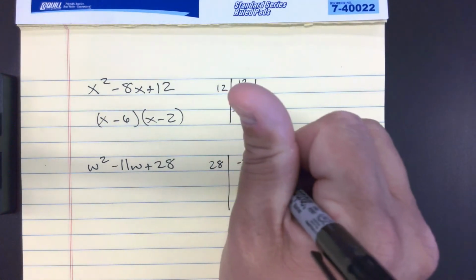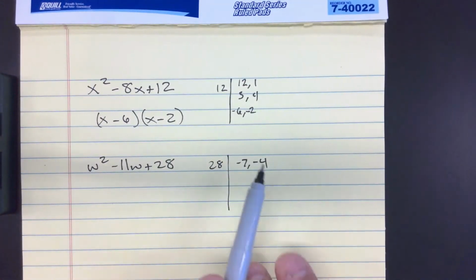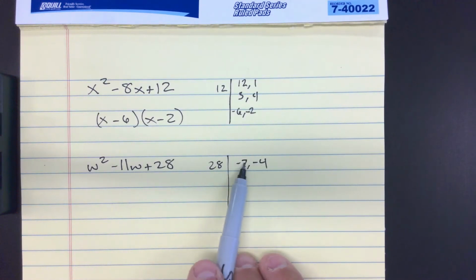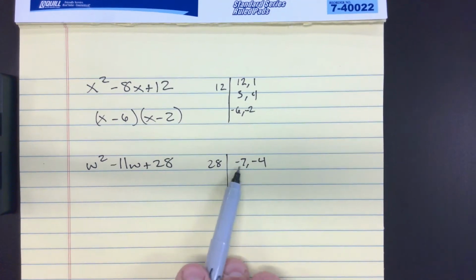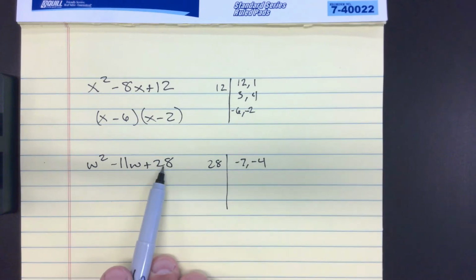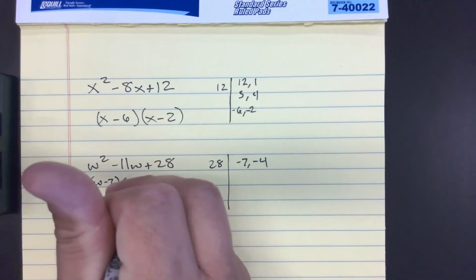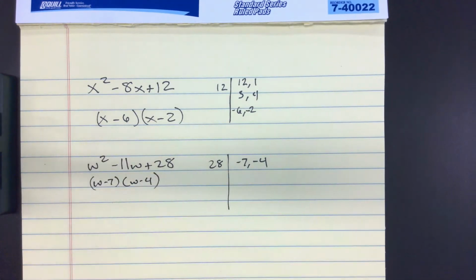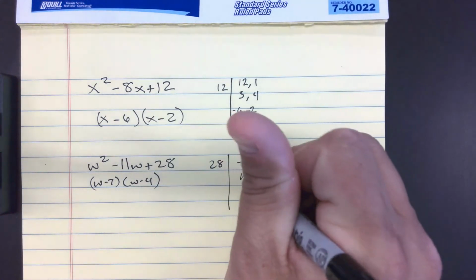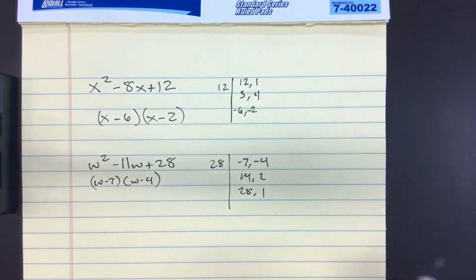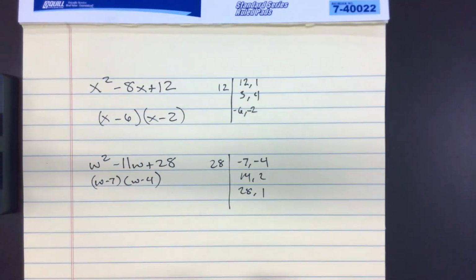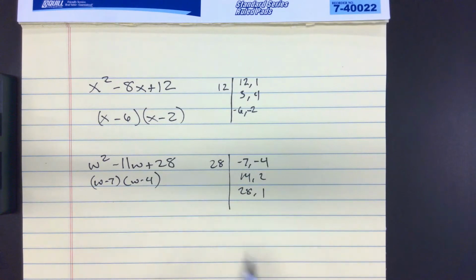Negative 7, negative 4. Those two numbers, when put together, become negative 11. When they're multiplied together, they give you positive 28. So we're going to have W minus 7 and W minus 4. Now look, sometimes we can't get there that quick, right? I heard a lot of you get there real fast and real easy. But some of us went 14 and 2, 28 and 1. Okay? That's fine. That's what this area is for, the testing area.